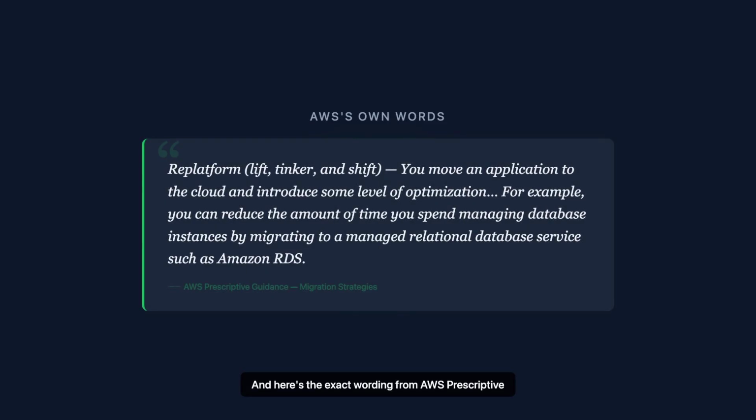And here's the exact wording from Amazon Web Services prescriptive guidance. Re-platform, lift, tinker, and shift. You move an application to the cloud and introduce some level of optimization. For example, you can reduce the amount of time you spend managing database instances by migrating to a managed relational database service such as Amazon RDS. When the stem matches Amazon Web Services' own example almost word for word, don't second-guess it.